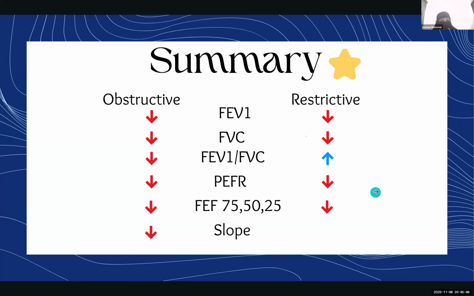Very good. What about the slope for the restrictive diseases? What happens to the slope? Increase. Very good, guys. I'm so happy, honestly. Inshallah, you guys will ace this question in the exam, inshallah. So that was the main part of it.